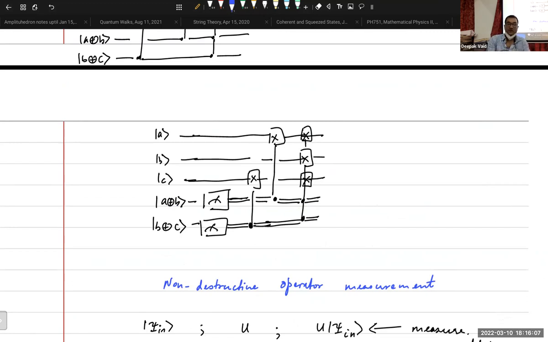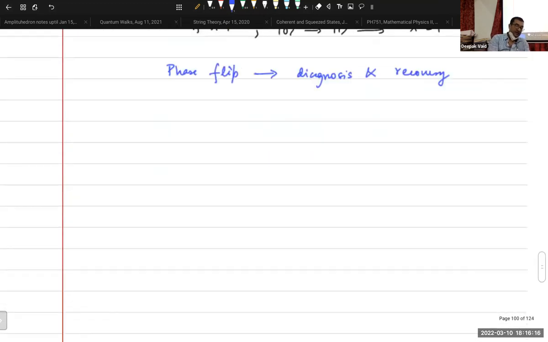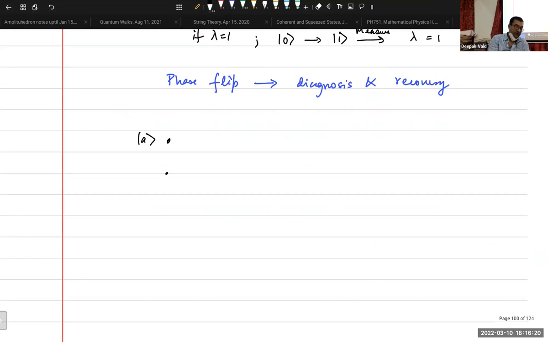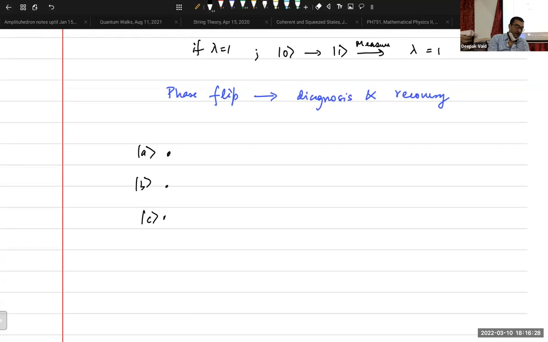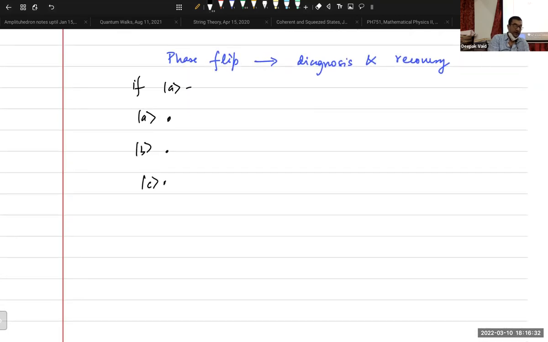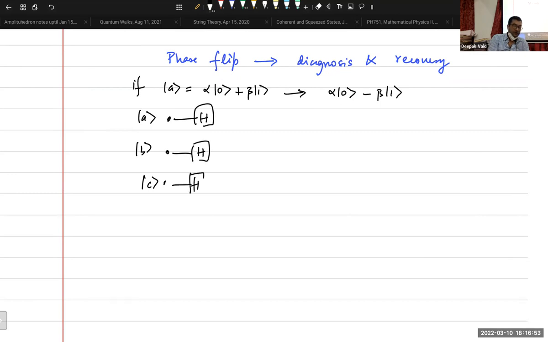Add Hadamards, right? That's the most obvious thing one can do, is just take these states and act on them with Hadamards. And that's exactly what one has to do. So you have A, B, and C, right? And now you want to check for the phase flip. So the phase flip means that if the state A, for instance, is of the form alpha 0 plus beta 1, a phase flip error means that you go to alpha 0 minus beta 1. So, first of all, we just put all of these in the Hadamard basis. And then we perform our parity check as before, with one C naught over here, one C naught over here.